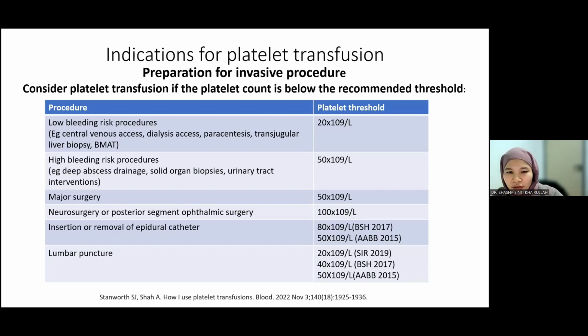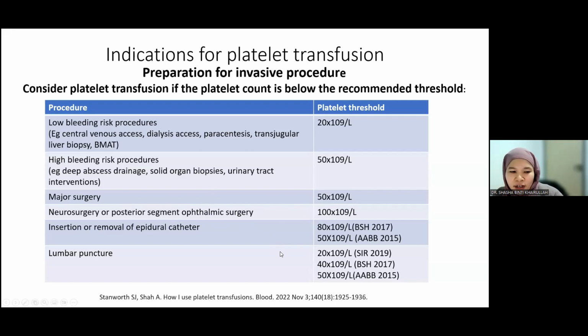So these are the recommended thresholds at which to consider platelet transfusion. For low bleeding risk procedures, for example, central venous catheter insertions, dialysis access catheters, you would want a platelet threshold of 20 and above. For high bleeding risk procedures, for example, deep access drainage or solid organ biopsies, a platelet threshold of 50 would be ideal. Major surgeries, for example, cardiothoracic surgeries and orthopedic surgeries, you want a platelet threshold of 50. For neurosurgery or any eye surgery that involves the posterior segment, you would want a higher platelet threshold of 100.